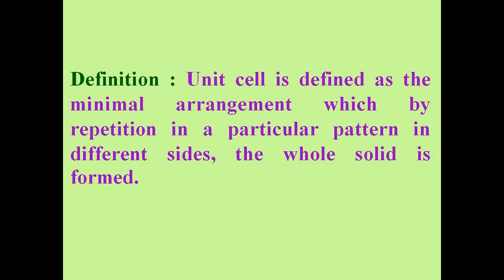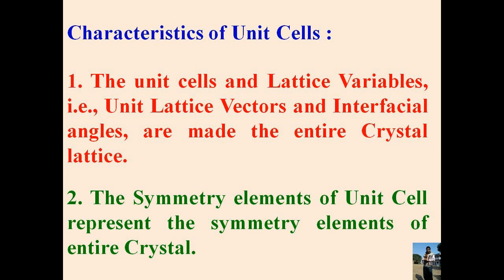Now we discuss the definition of unit cell. Unit cell is defined as the minimal arrangement which, by repetition in a particular pattern in different sites, forms the whole solid. Now we discuss the characteristics of unit cell. Firstly, the unit cell's lattice variables, that is unit lattice vectors and interfacial angles, make up the entire crystal lattice.